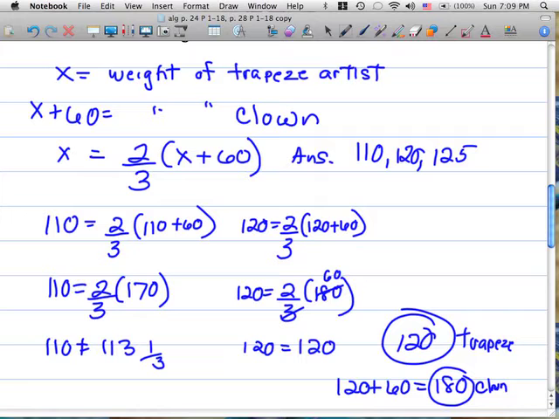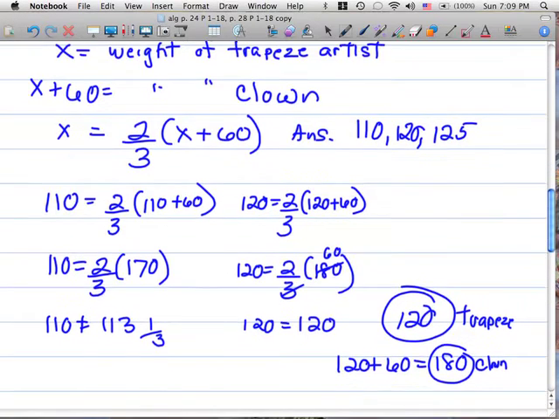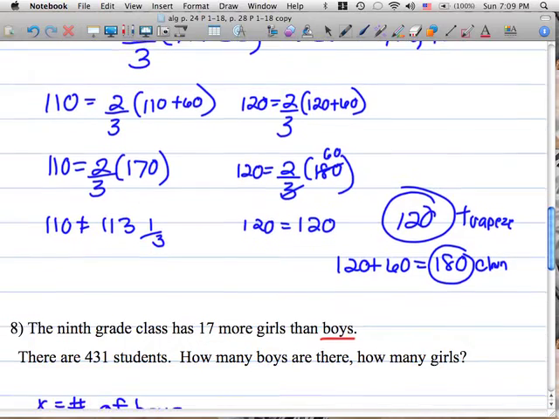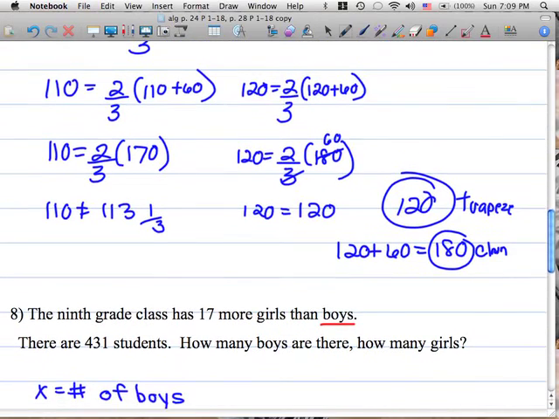I get 120 equals 2/3 of 120 plus 60. So 120 plus 60 is 180. Cancel the 3 with the 180. I get 60. And 2 times 60 is 120. So that does work. So my weight of the trapeze artist is 120. And the clown is 60 pounds more. So the clown weighs 180. Everything in blue has to be on your paper.